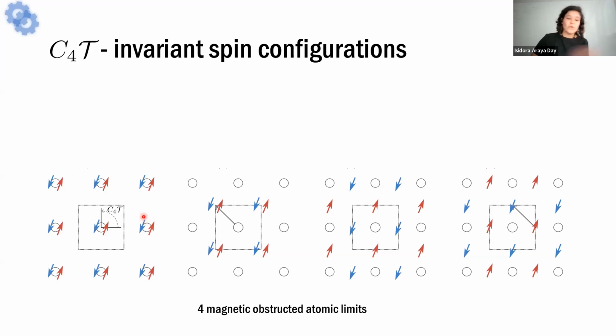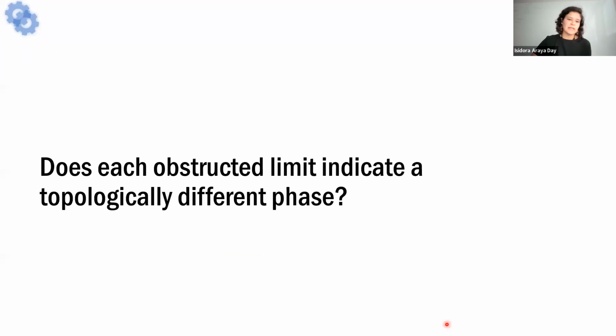And these are all C4T invariant, just like in the SSH chain, but also they cannot be smoothly deformed into one another while preserving C4T. So the question is whether each of these obstructed atomic limits indicates a topologically different phase.